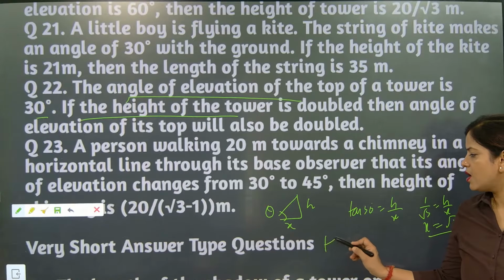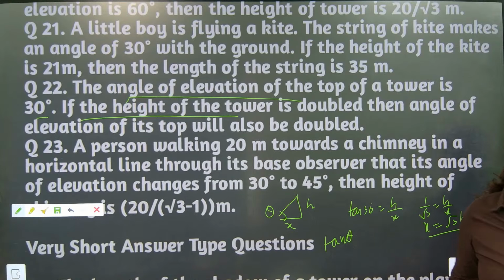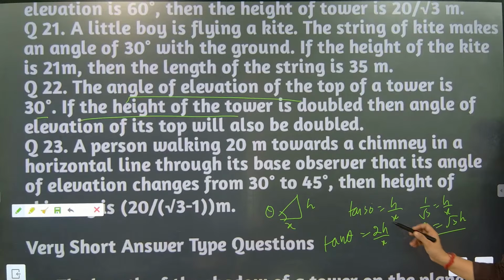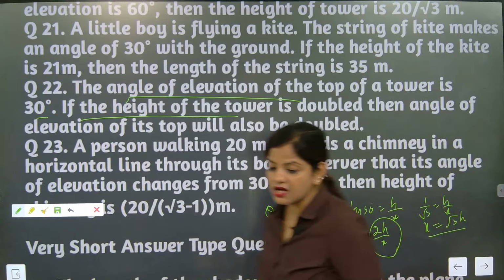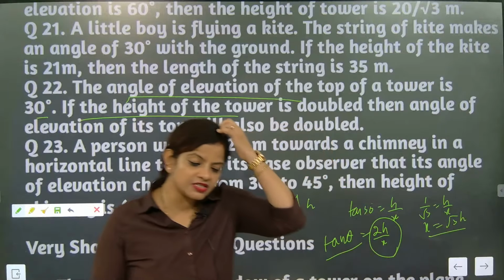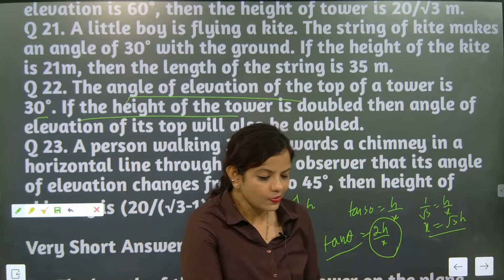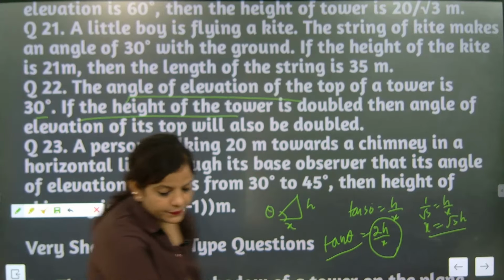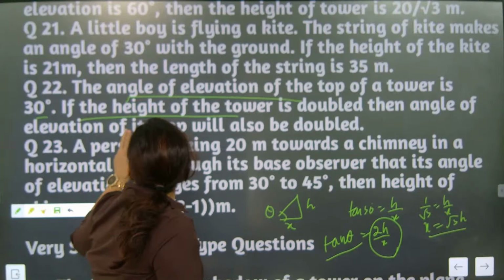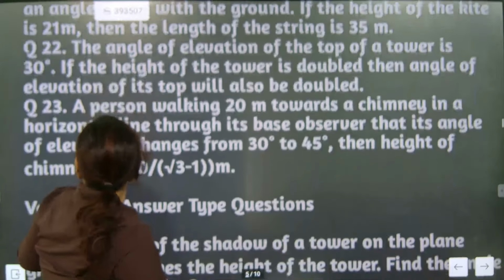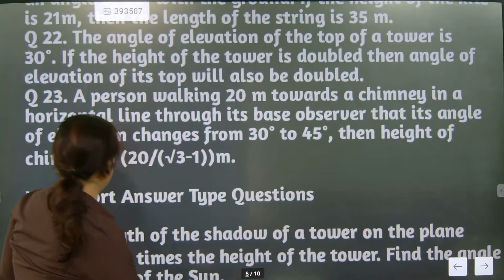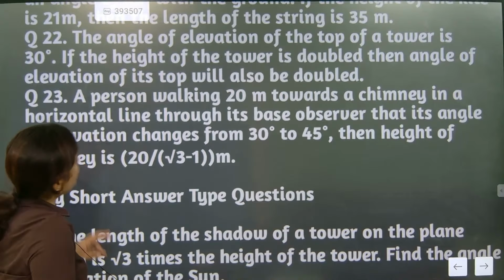Now they are asking, will the angle be changed if height is doubled? So if the height is doubled, x is root 3 h, so the value will definitely change, but the angle remains the same. So definitely the answer is false. Can you go for the next question please? Come on, go for this question.